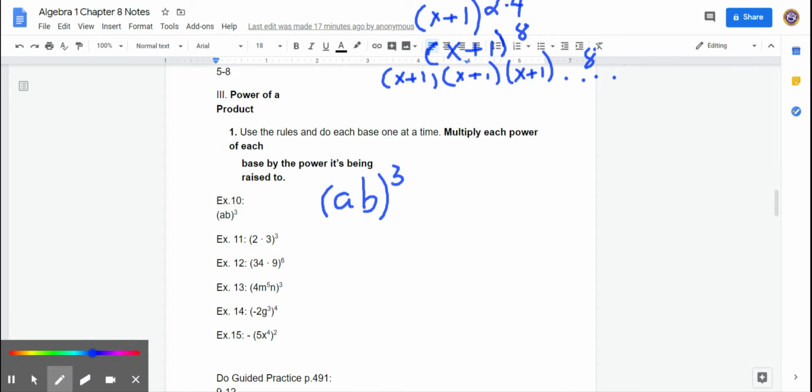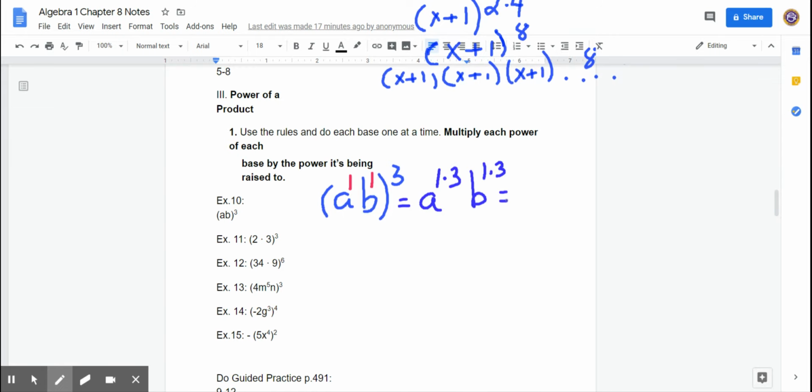Well, each of those variables has an exponent. In this case, they're 1. So this is telling you to multiply each power of each base by the power it's being raised to. So that means we're going to take A and multiply 1 times 3. We're going to take B and multiply 1 times 3. So we get A cubed, B cubed.